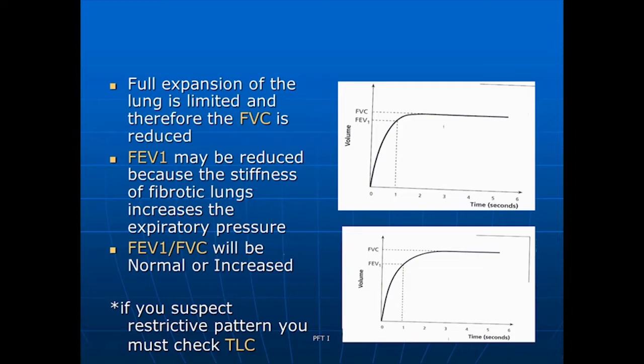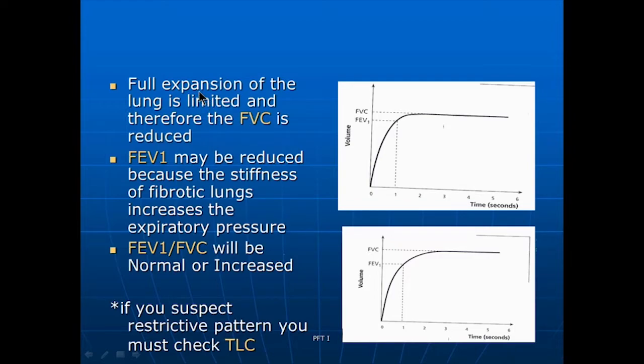So we said that restrictive disease usually has a problem with volume. We said obstruction has a problem with flow. The restrictive has a problem with volume. So you can see that full expansion of the lung is limited, and therefore the forced vital capacity is reduced.